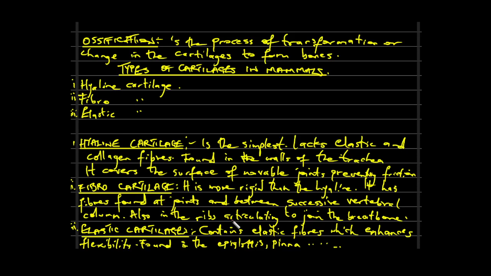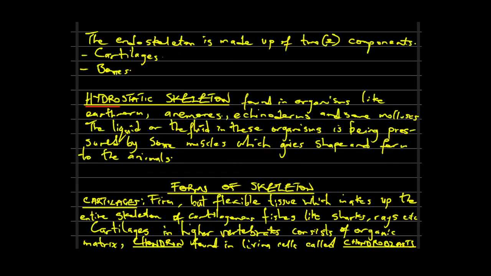Now we want to go and explain the B part of the cartilages. Remember, we said that the endoskeleton has two forms. One is cartilage and the other is the bone. So we have just explained the cartilage. Let us now go to talk about the bones.